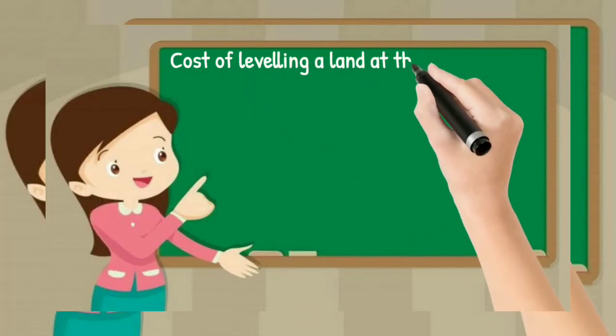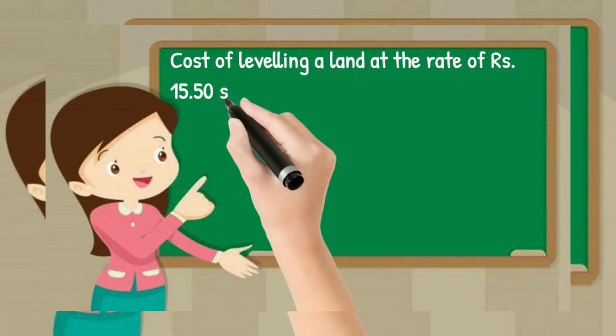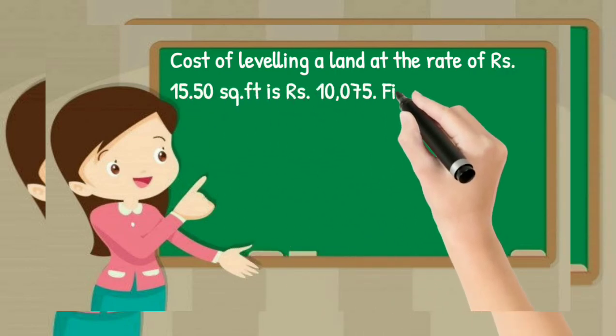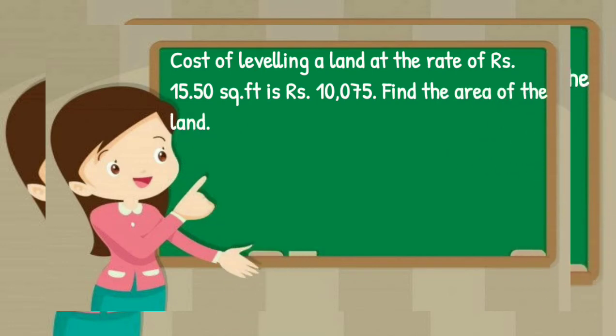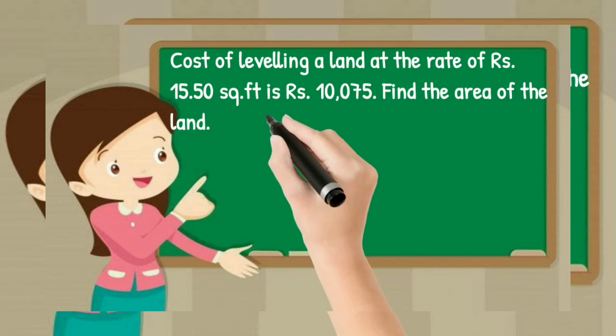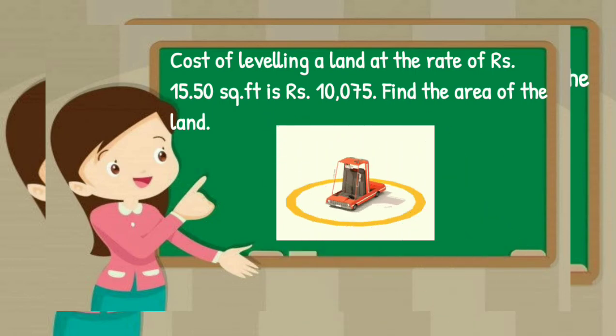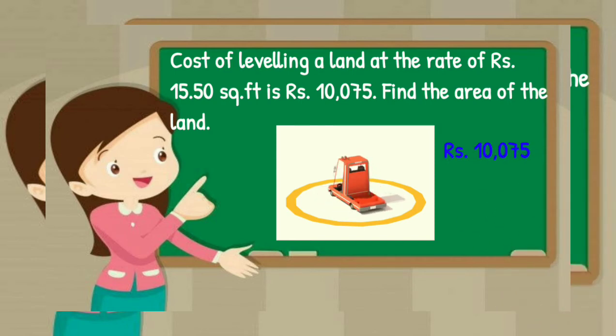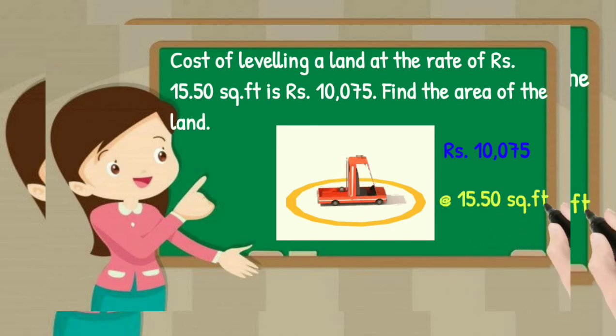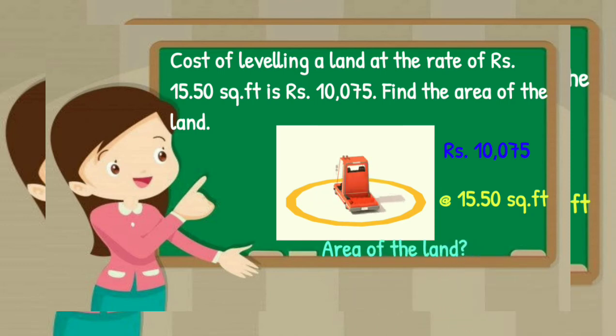And next we'll see the second sum, that is cost of leveling a land at the rate of rupees 15.50 per square feet is rupees 10,075. Find the area of the land. How can we level the ground? Actually, we need to pay the money 10,075 for leveling the ground. It is calculated at the rate of 15 rupees 50 paise per square feet. If so, what is the area of the land we need to find?